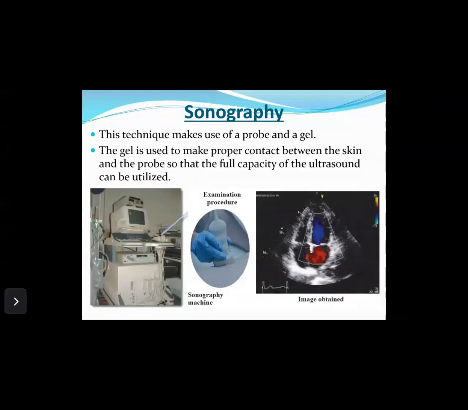As you can see in the diagram in the center, the probe is a handheld device. It is just a device which you can hold in your hands, right? And a gel is applied where you want to observe inside the body. So the gel is used to make proper contact between the skin and the probe so that the full capacity of the ultrasound can be utilized. Means the gel which is applied helps to transfer the ultrasonic sound waves from the probe into the human body.